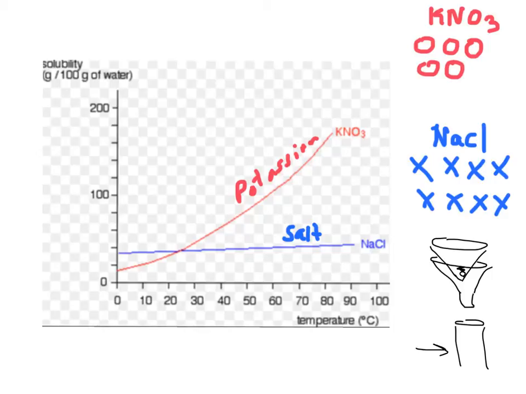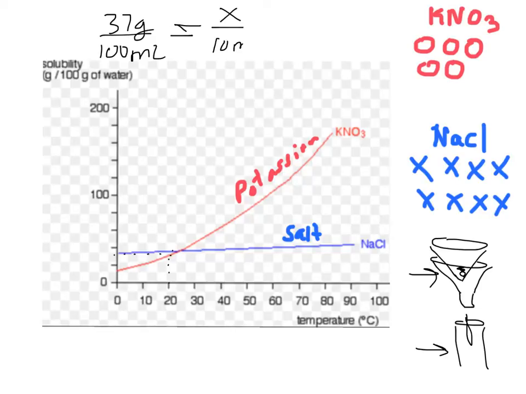What's going to be caught in the filter paper? What's going to go through with the water? So at 20 degrees, the two things are much closer together. The salt is just a little bit less soluble at 20 degrees. So I would say we're going to get maybe 37 grams to dissolve, and again, that's out of 100 milliliters of water. If we set that equal to X over 10 milliliters, we'll figure out that we get 3.7 grams of salt to dissolve.